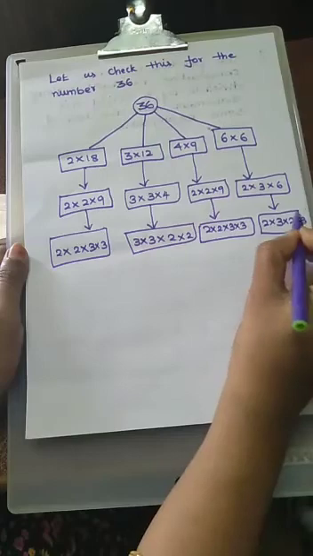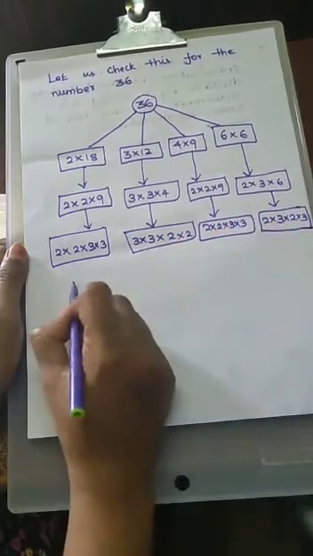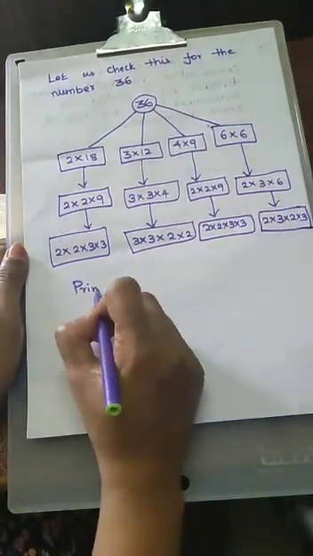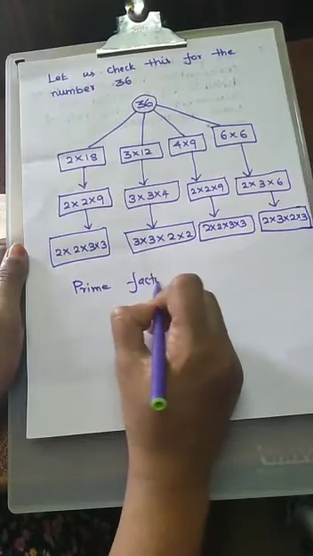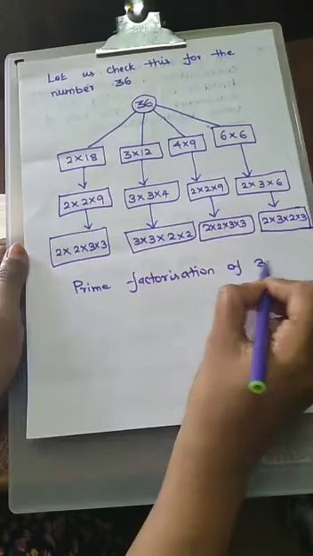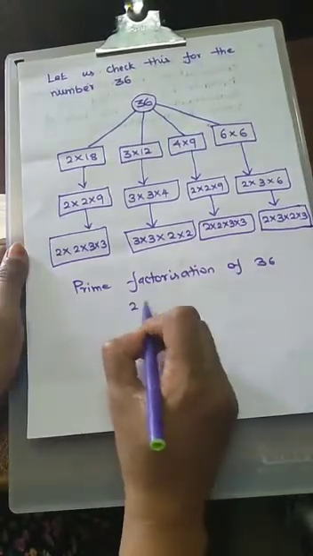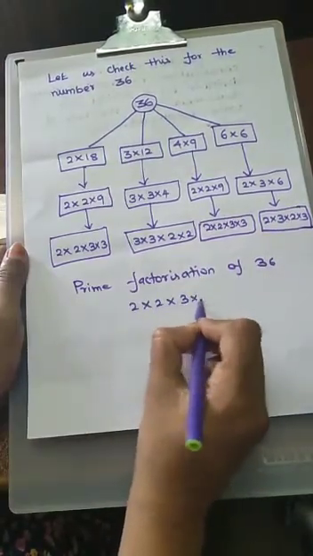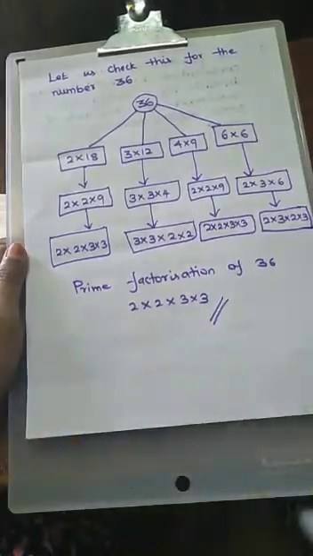Okay. So finally we get the prime factorization of 36. What are the numbers? 2 into 2 into 3 into 3. Okay.